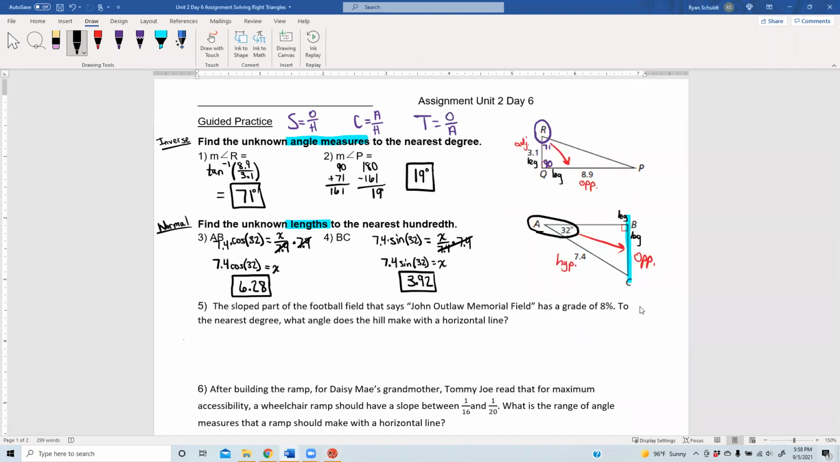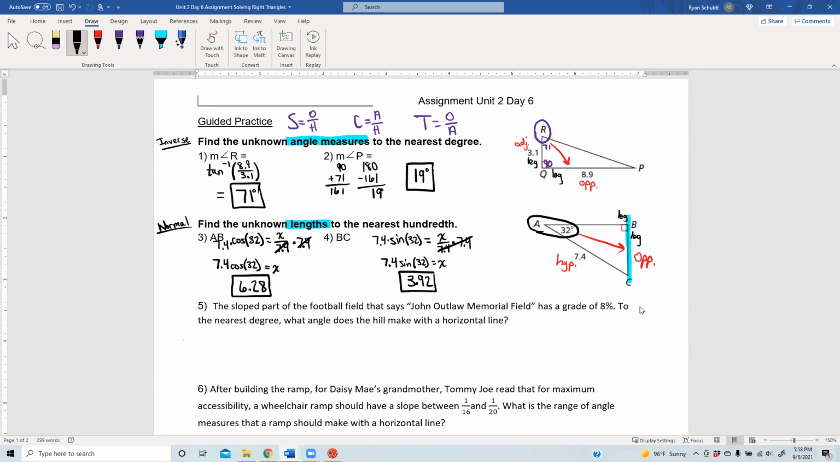Number 5. The slope part of the football field that says John Outlaw Memorial Field has a grade of 8%. If you've been to the football stadium, it's at that purple area that's up against the student parking lot. This is the area I'm talking about. It has a grade of 8%. To the nearest degree, what angle does the hill make with the horizontal line?